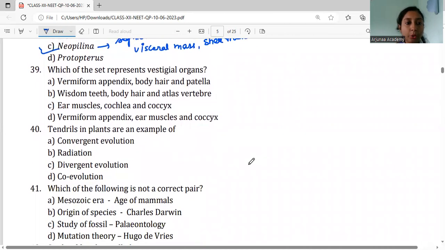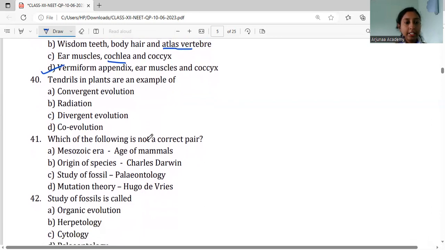Then 39. Which of the sets represents vestigial organs? The first option, the patella, is a knee bone which is not vestigial. Vestigial organ means the organs are present but they are not functional. In option B, the atlas vertebra is functional. Then ear muscles, cochlea, coccyx: cochlea is functional. Without cochlea, how does hearing happen? Cochlea is important for hearing. Right? So in D, we see vermiform appendix, ear muscle, coccyx. They all are vestigial organs. The answer is D.